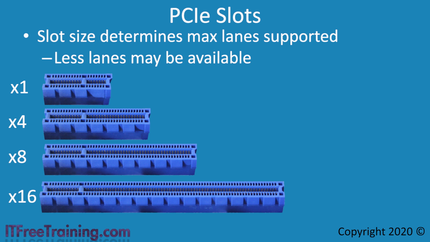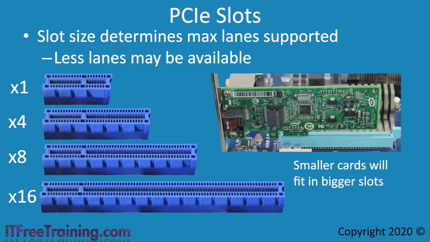This generally happens with the by-16 slots, not so much on the smaller slots. Even though the slot will fit a by-16 card, on some motherboards, only 8 or 4 lanes may be connected to the slot. The expansion cards will generally still work, but they won't be working as quickly as they can. Generally, you would place an expansion card in a matching slot, but you can also put a smaller card in a larger slot. As you can see, a by-1 expansion card can go into a by-16 slot.